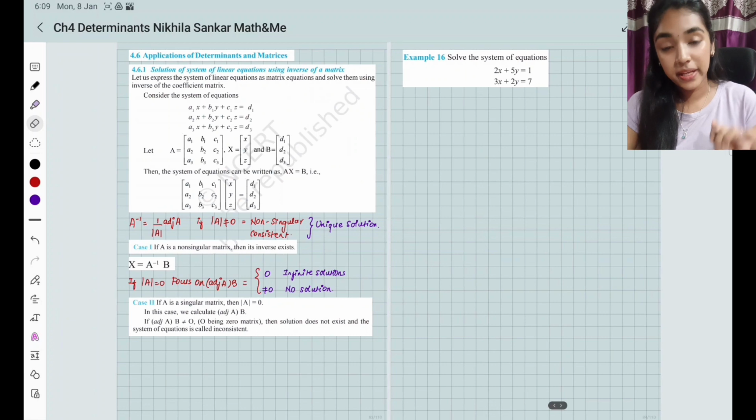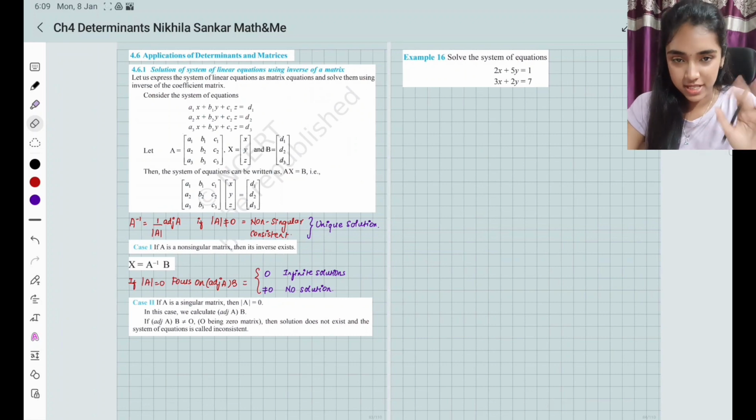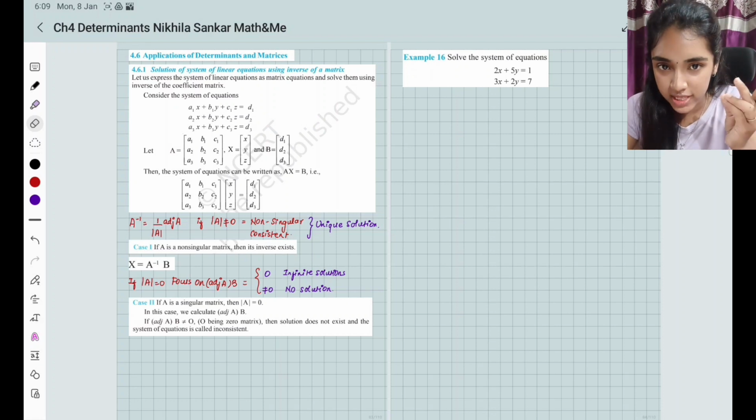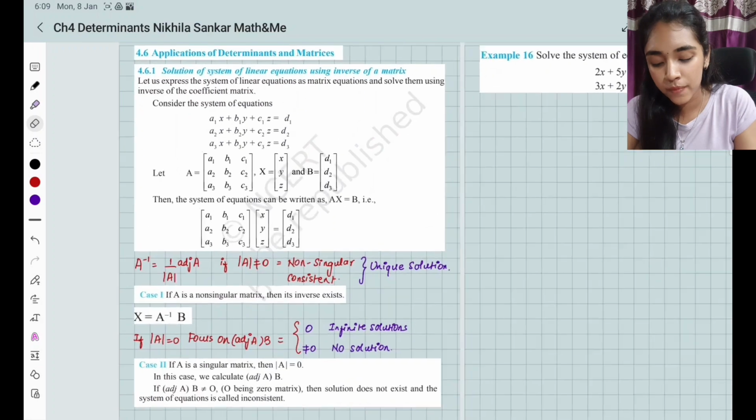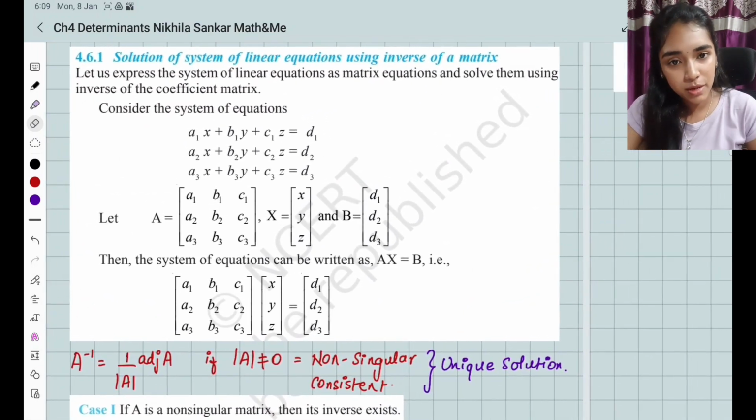Moving on to the next topic, application of determinants and matrices. So, இவ்ளோ நேரம் நம்ம வந்து determinants எதுக்கு யூஸ் பண்ணோம்? Area of triangle கண்டுபிடிக்கிறதுக்கு, equation of line joining two points கண்டுபிடிக்கிறதுக்கு. இப்போ மூணாவதா நம்ம என்ன பண்ண போறோம்? We are going to use it to solve a system of linear equations.